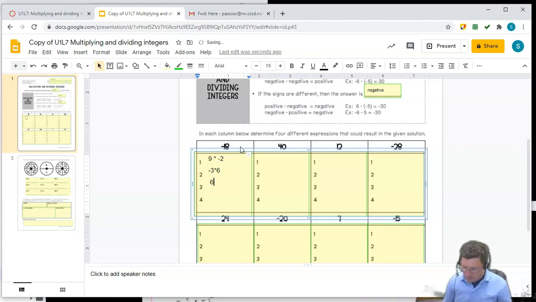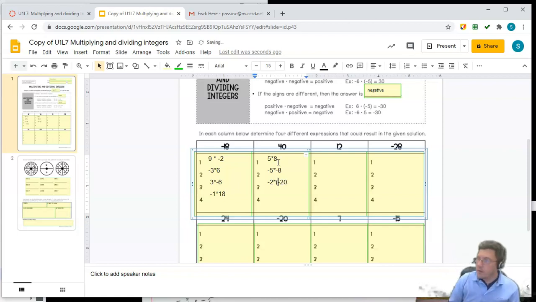We could do 6, we could do 3 times negative 6. Or we could do like negative 1 times 18. So that's one way to do it. 40, well, we could do like 5 times 8, that way they're both positive. But we could also do negative 5 times negative 8. Okay? We could do negative 2 times negative 20.